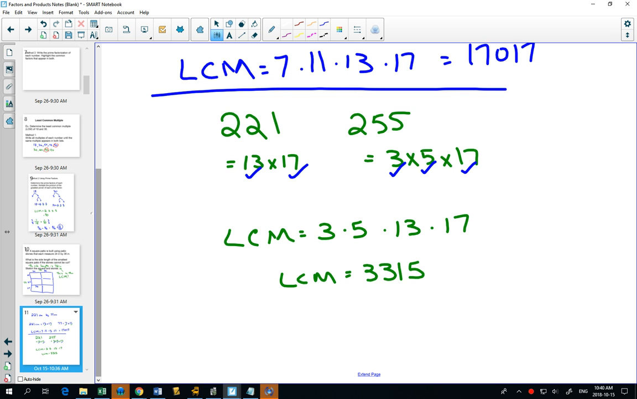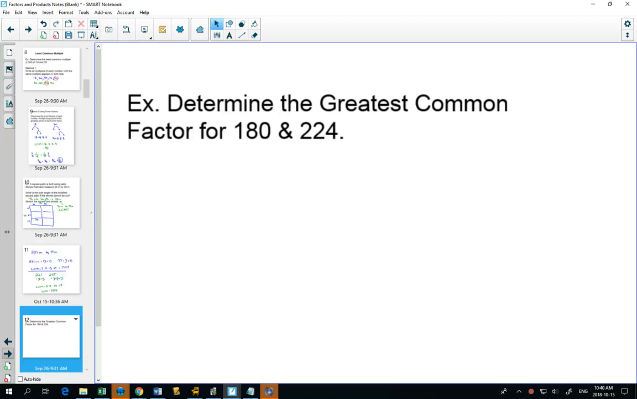Now, it's not very often that you would have to add fractions with denominators like 1 over 221 plus 1 over 255 and want to find the lowest common multiple of 33,315, but this is an application of that. So when we read our questions, we have to figure out, is the question asking for the least common multiple, or is it asking for the greatest common factor?